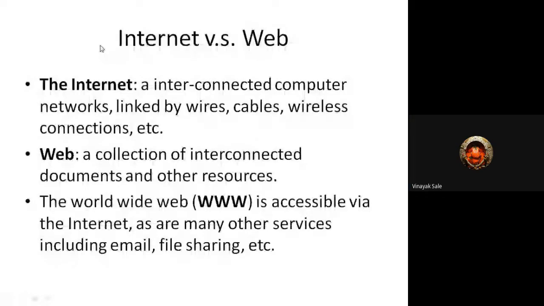So what is the internet? The internet is machines or computers connected together with a wired or wireless connection. That is the internet. And what is the web? The web is a collection of interconnected documents and other resources.